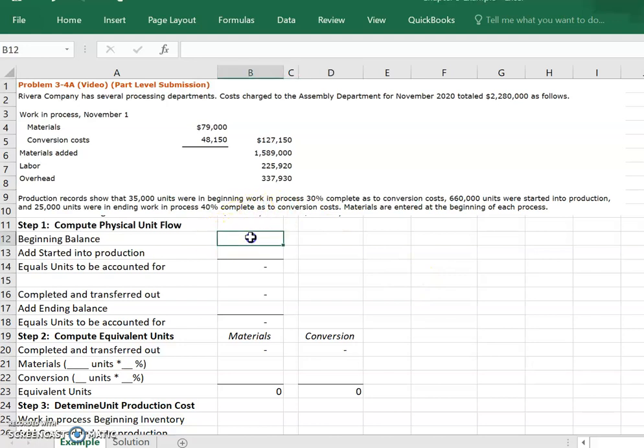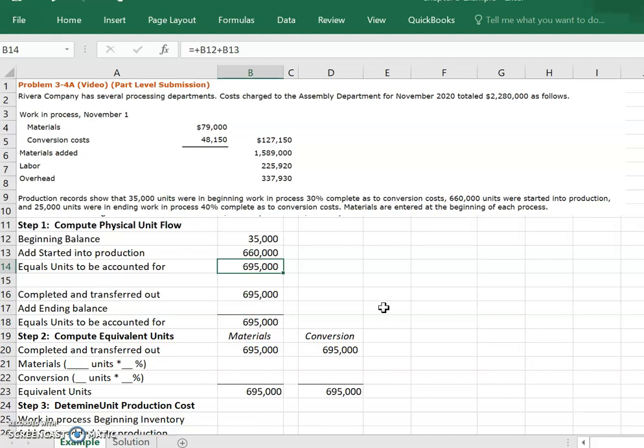So the beginning balance that we start with is 35,000 units. It tells us that we added into production 660,000 units. So we need to account for 695,000. Now, as you can see, it's already populating what it needs to because I've done this in Excel and I've already put in those formulas.